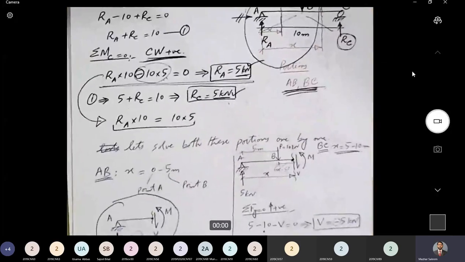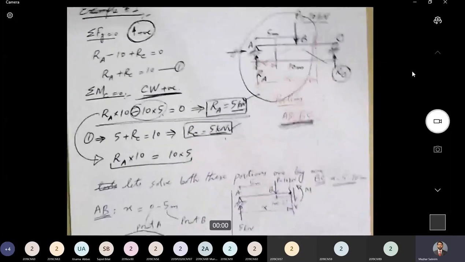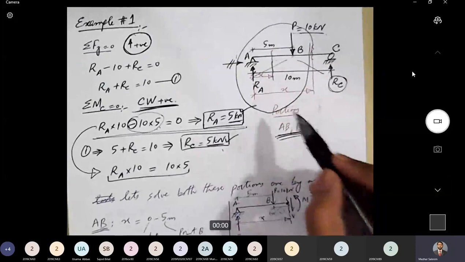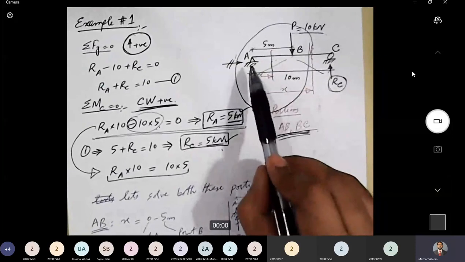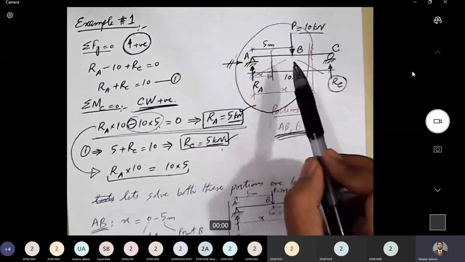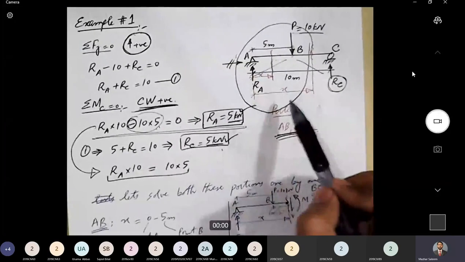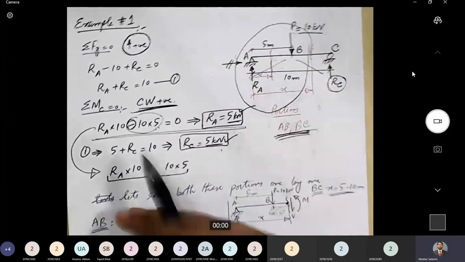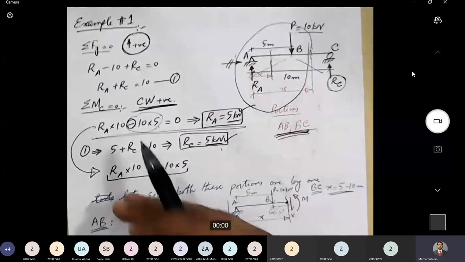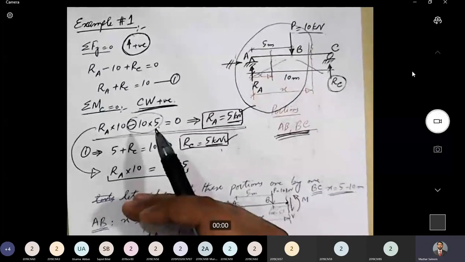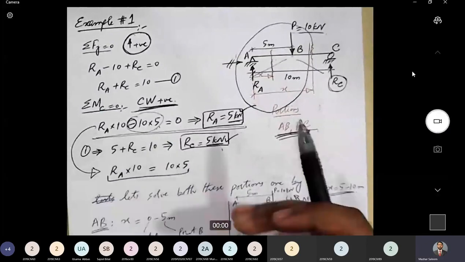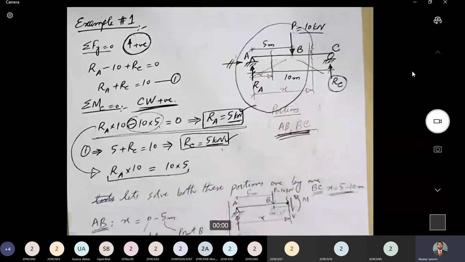Okay, so this was the reaction calculation. And the next step is to divide the beam into a number of portions. We discussed earlier that we divide the beam into portions depending upon the applied loading and support conditions. So wherever there is a variation in applied load or a change in boundary condition or end condition or support condition, we divide the beam into portions at that point.